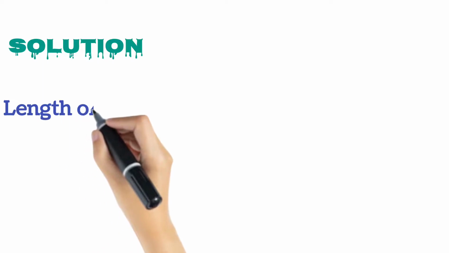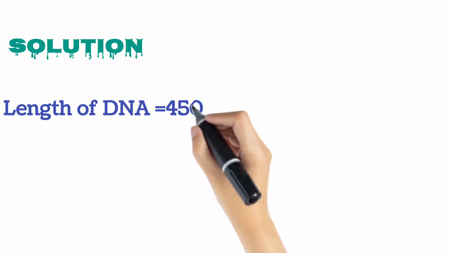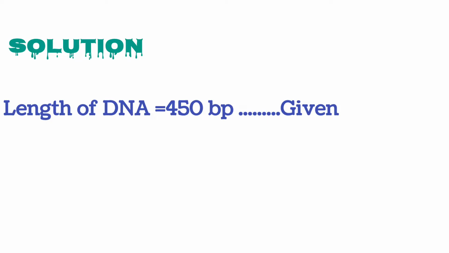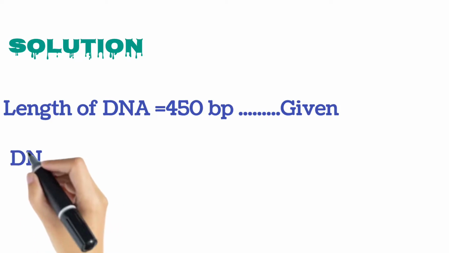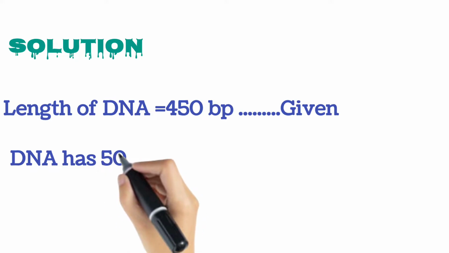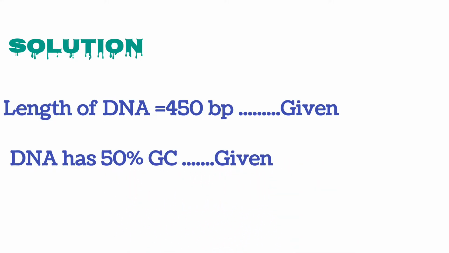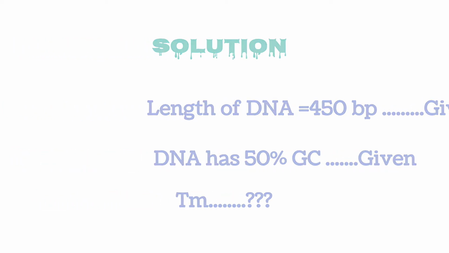Now, in this question, we'll see what is provided and what you are asked to find out. So, the length of DNA is given. It is a 450 base pair long DNA fragment. GC content is also given, which is 50%. It means this DNA contains 50% GC, guanine and cytosine. Now you are asked to find out the Tm value.